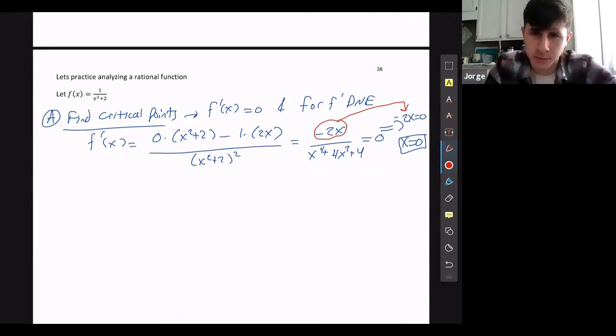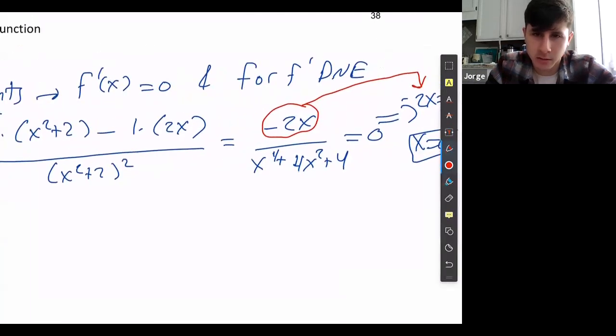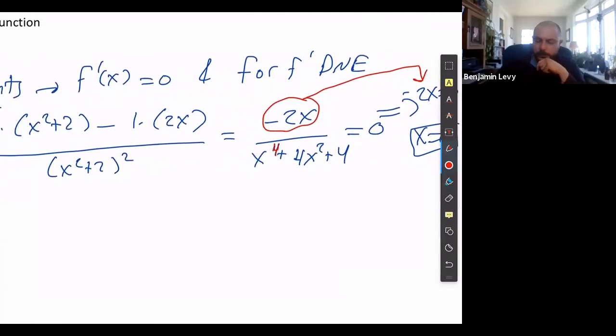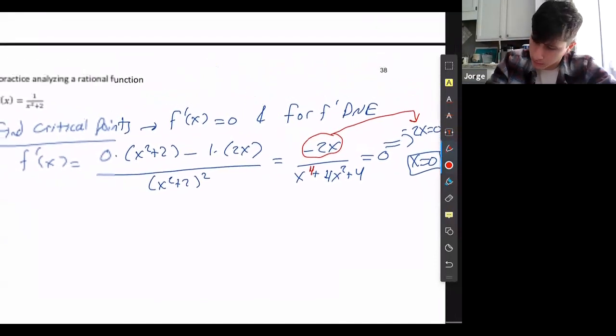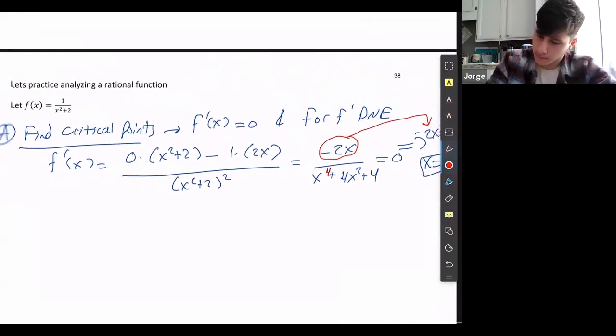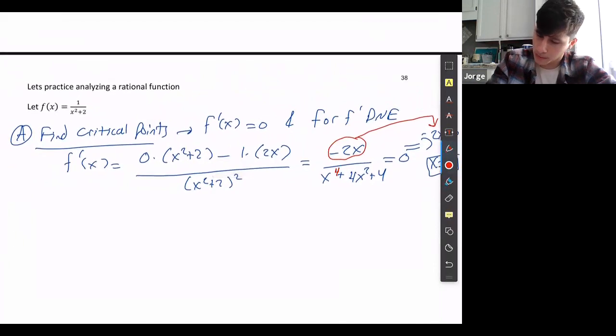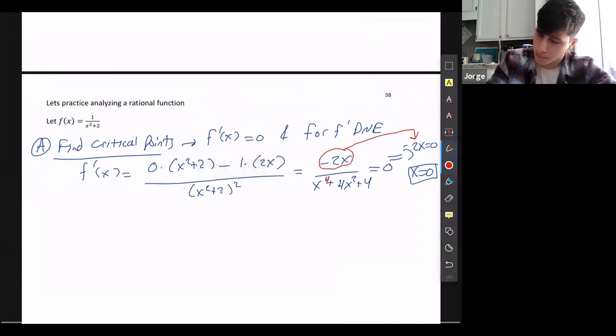What is the exponent in the denominator? The first x? This is a 4. Oh, okay. Thank you. Anything else? Come on, there we go.